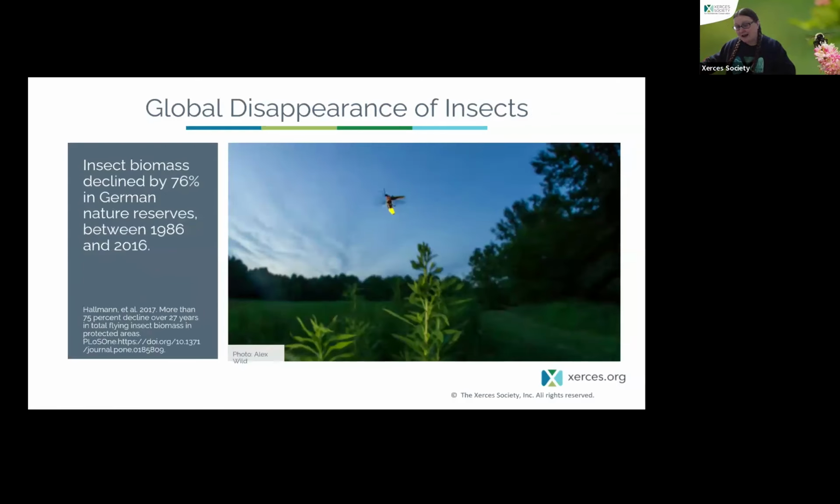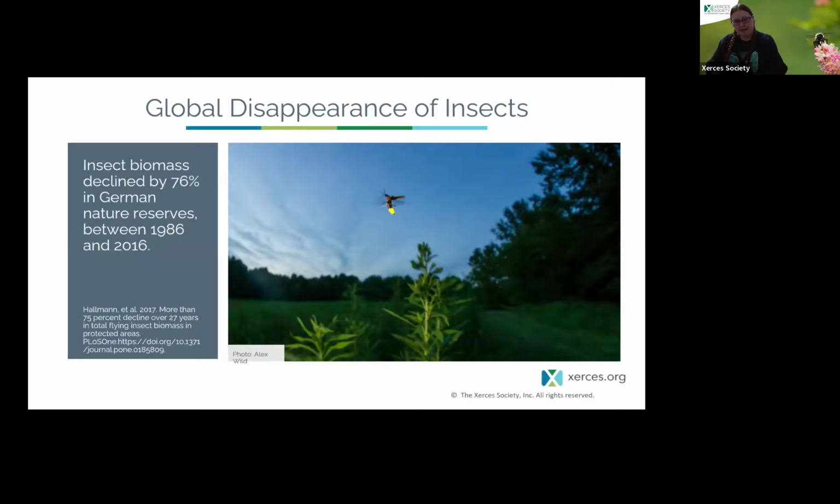And unfortunately, we are experiencing a global disappearance of insects. This is evident when we talk about pollinator decline, and I'm sure the people here attending have heard about that, declines in bumblebees and monarch butterflies. But we're really experiencing a global disappearance of insects and invertebrates, which is alarming.